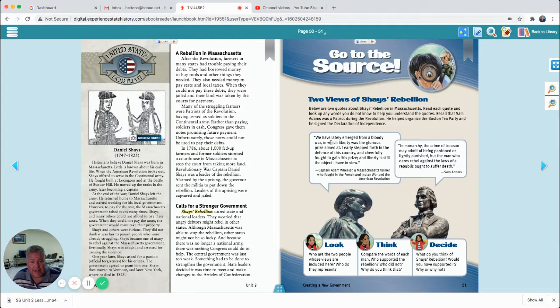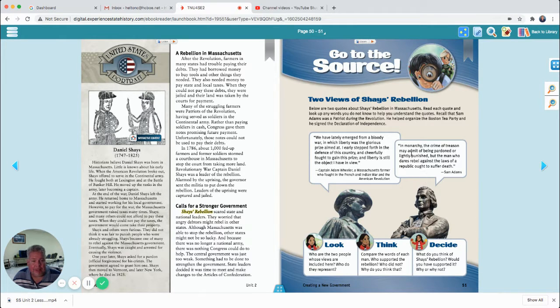Revolution, he says, "We've lately emerged from a bloody war in which liberty was the glorious prize aimed at. I early stepped forth in the defense of this country and cheerfully fought to gain this prize, and liberty is still the object I have in view." So he's saying, hey, I fought for the freedom in our country. I was one of the first people to volunteer, and I still need my freedom. It doesn't feel like I'm free yet.